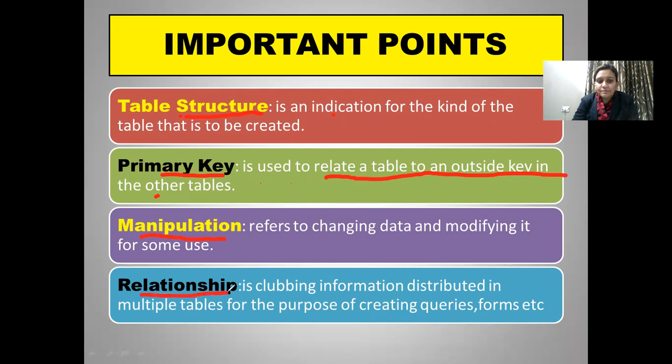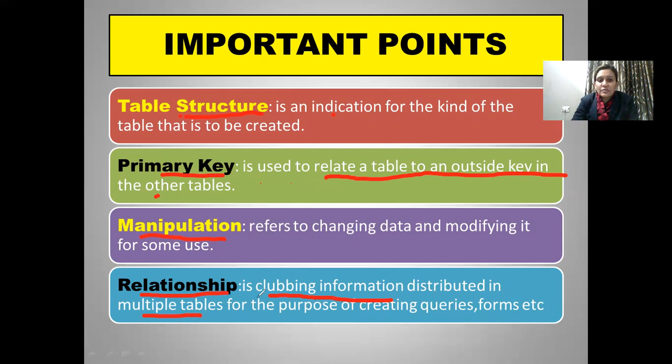Then relationship. It is clubbing information. Relationship is clubbing information distributed in multiple tables. That means for the purpose of creating forms and queries, etc.